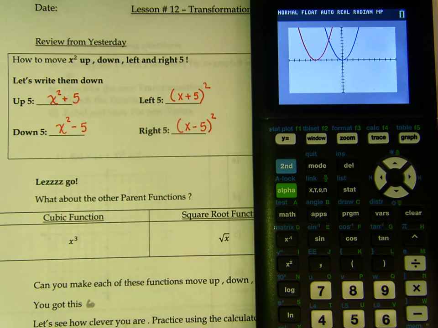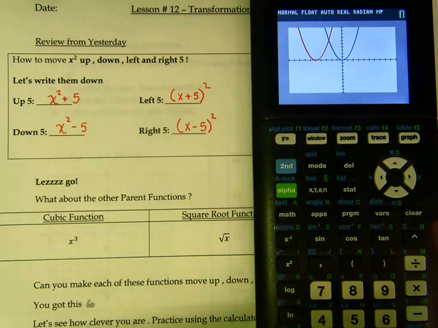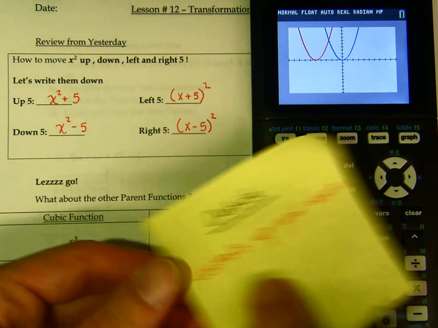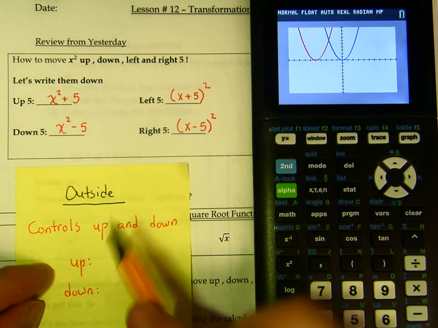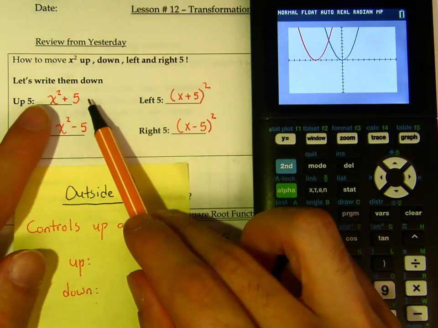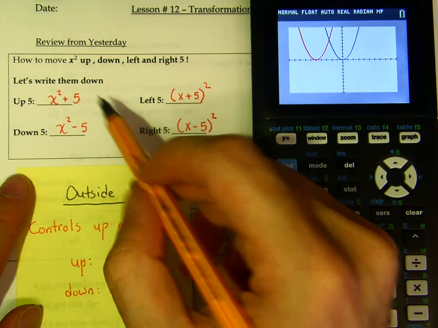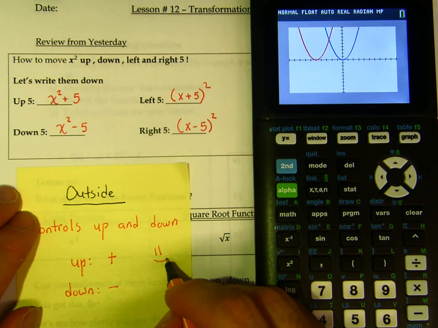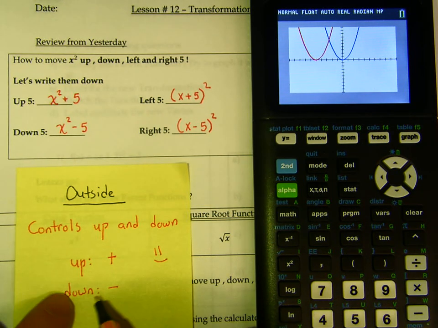All right. So something that's very interesting, notice that if you have this plus 5 and this minus 5, it's on the outside. You see, the outside is controlling what? The up and the down. So notice that if I wanted to go up 5, all I need to do was plus. And notice it's on the outside. If I wanted to go down, all I had to do was minus. And this should feel good, right? Because when you think of plus, you think of up. When you think of minus, you think down.